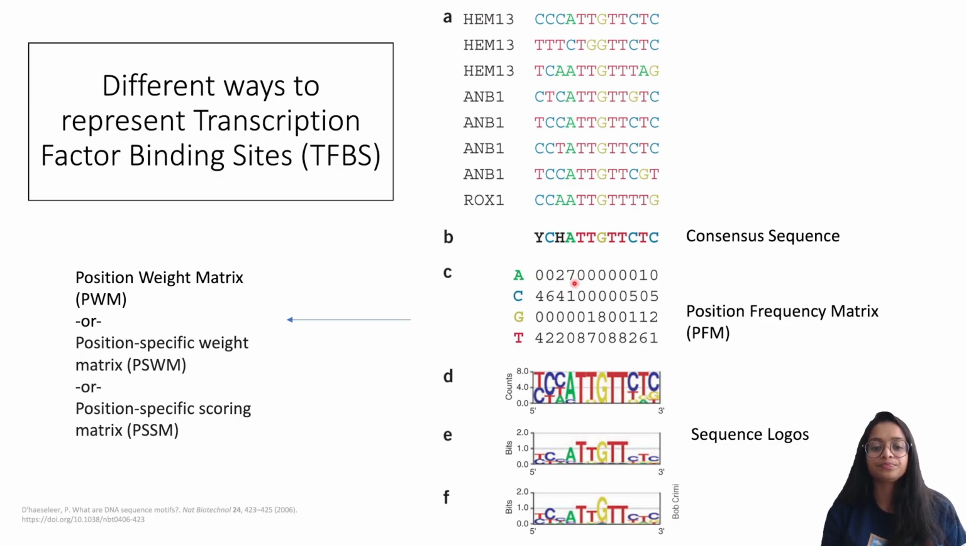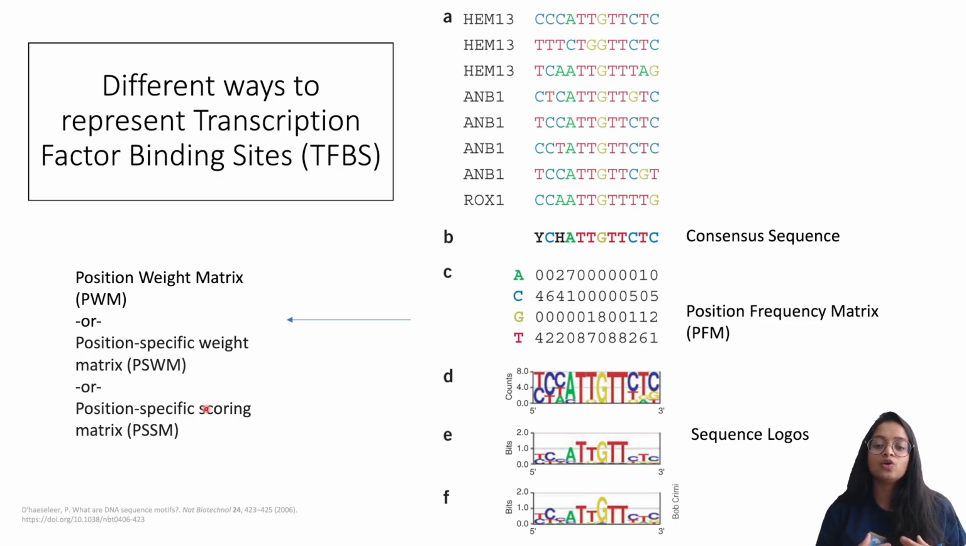Now, using the position frequency matrix, one can create a position weight matrix, which is also called a position-specific weight matrix, or a position-specific scoring matrix. Essentially, a position weight matrix typically represents the probability of each nucleotide occurring at each position in a motif. The values in a position weight matrix are typically represented as log odds scores, which means that they represent the difference in log odds between the probability of a nucleotide occurring at a given position in a motif and the probability of it occurring at that position in a random DNA sequence.